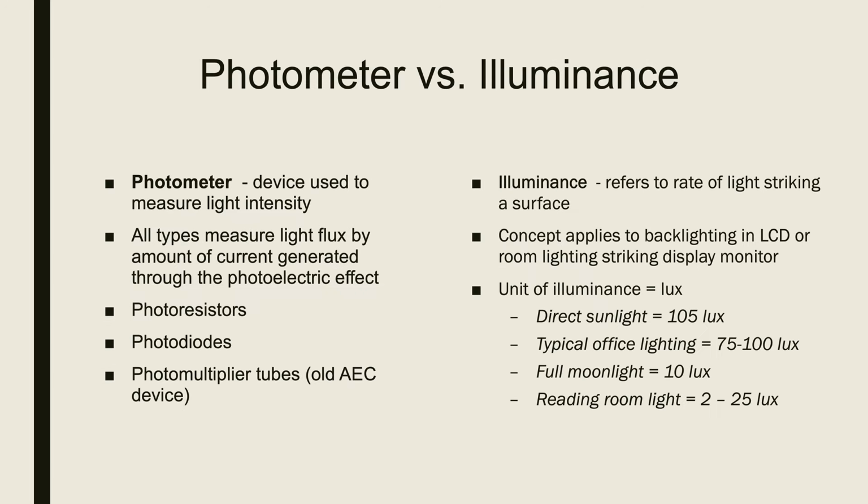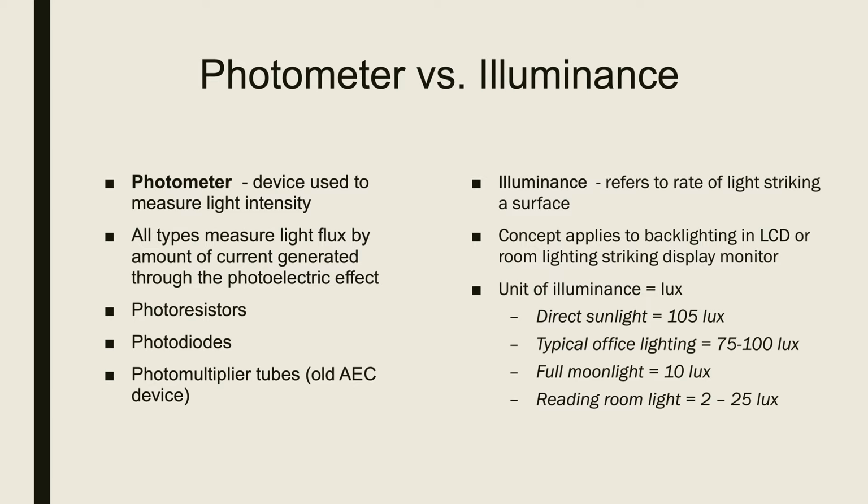Photometer and illuminance are two different terms. A photometer is a device that's used to measure light intensity, whereas illuminance refers to the rate of light striking a surface. Photometers come in all types and measure light flux by the amount of current being generated through the photoelectric effect. So you have photoresistors, photodiodes, and a photomultiplier tube, which was the old AEC device, actually. The concept that's applied to illuminance is the backlighting in the LCD or the room lighting that's actually striking the display monitor.